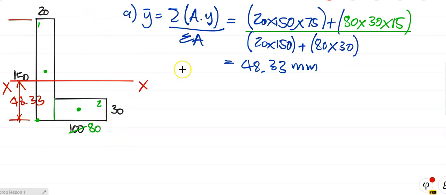Here's the word fiber. Fiber, like fiber as in Wi-Fi fiber. There it is over there. Bottommost, that means a thin sliver of it. So the distance from the bottommost fibers to the x-axis is 48.33.